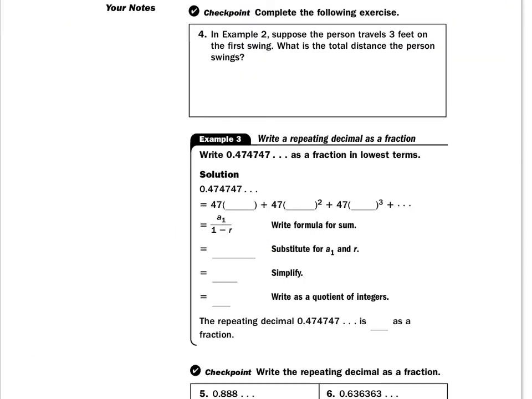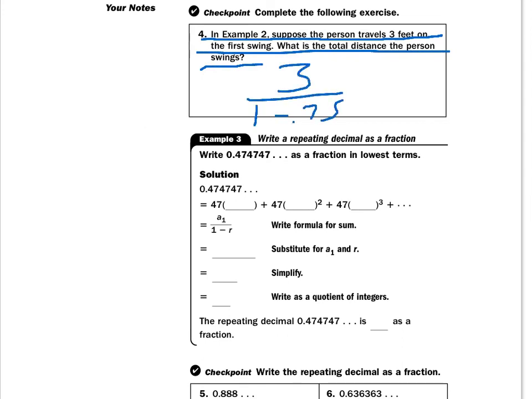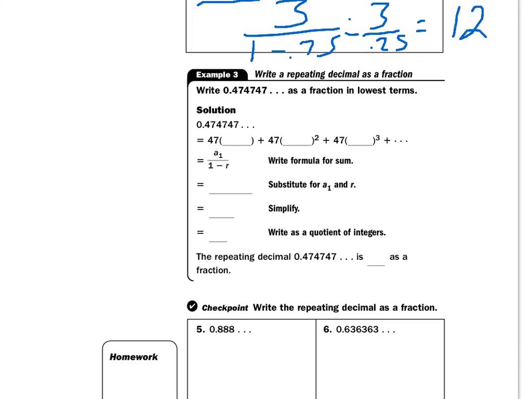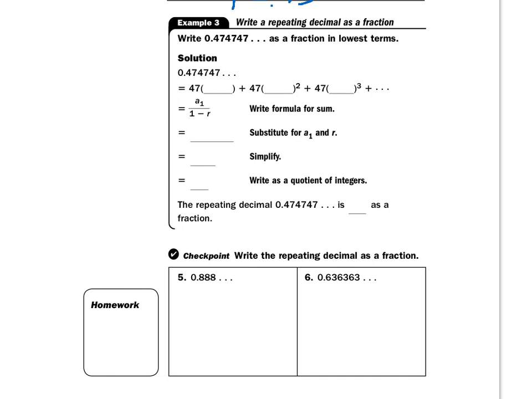All right, you guys take a look at checkpoint 2, and it refers to example 2. So go ahead and do that for a minute. Okay. In example 2, suppose the person travels 3 feet on the first swing. What's the total distance? Hopefully you did 3 divided by 1 minus 0.75, or 3 divided by 0.25, which equaled 12 total feet.